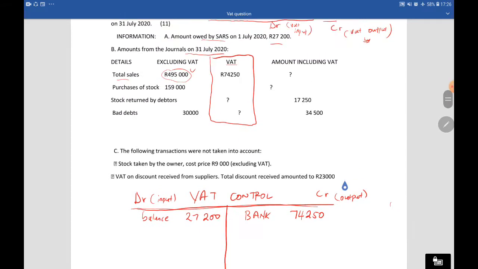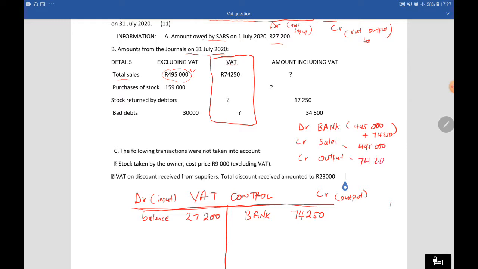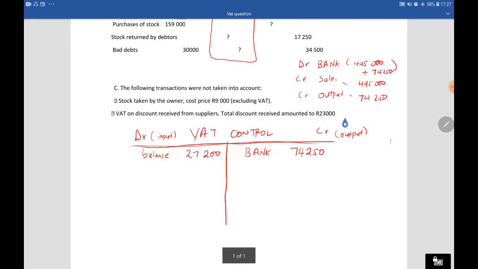How did I know that bank is the contra account? It's because when the sales occurred, we debit bank and we credit sales. We also credit output VAT. The amount from the bank will be the 495,000 and the 74,250, right? And then here we'll just credit with 495,000 and 74,250.